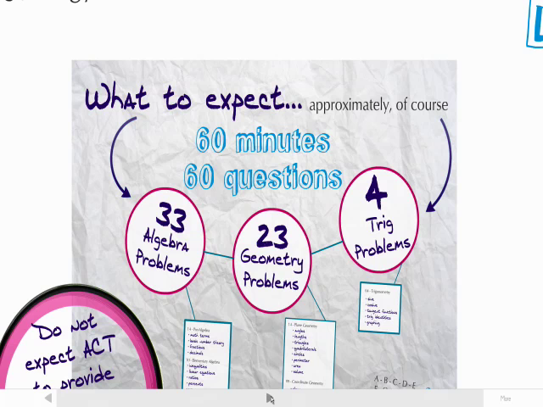So let's say if you're on question 20, you should be approximately 20 minutes into the test. But if you're on question 20 and 35 minutes have passed, you might want to pick up the pace or consider using your strategies to get through the test a little bit more efficiently.